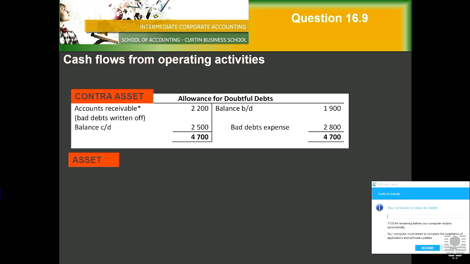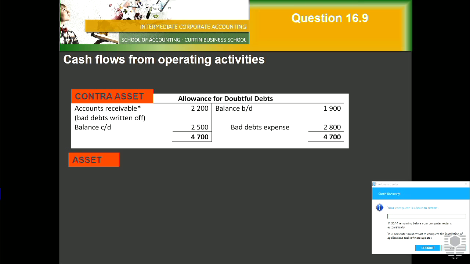So let's have a look at our allowance for doubtful debts account first. We have got an opening balance there, so go back to your profit and loss. We have an opening balance there of 1,900. Remember, your allowance for doubtful debts is a contra asset account. The opening balance is on the credit side, 1,900. Your closing balance of 2,500 is on the debit side.